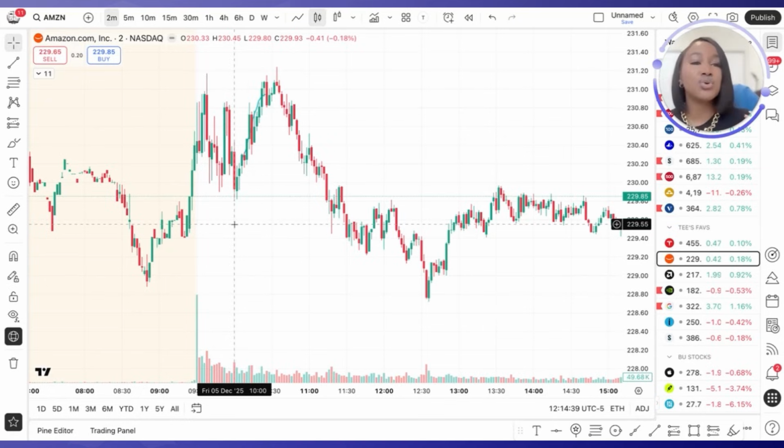But if you're not sure or you're guessing, guess what? You will jump in any old where, you'll get out any old where, and you'll get shaken out of a trade. And guess what? What always happens when you get shaken out of a trade, it continues in the direction that you thought it was going to go. And then you get mad and you're just done with the whole thing.